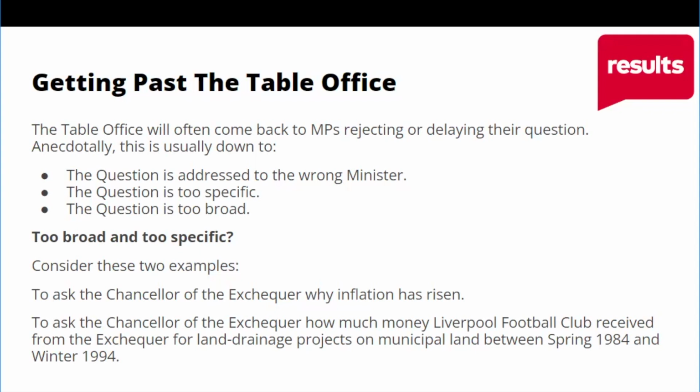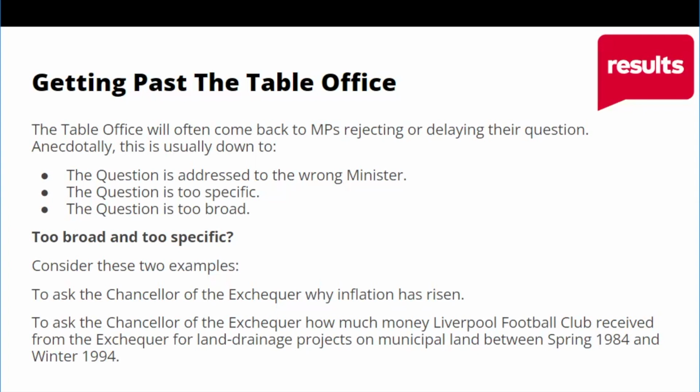So how do you get past the table office? That is the first and only big issue, really. Just from my memory, these were some of the things we would get pushed back on. First, it's addressed to the wrong minister. As I say, if you ask the Defence Secretary about potholes, they will just reject that one. So make sure it's addressed to the correct department, not necessarily the correct minister.